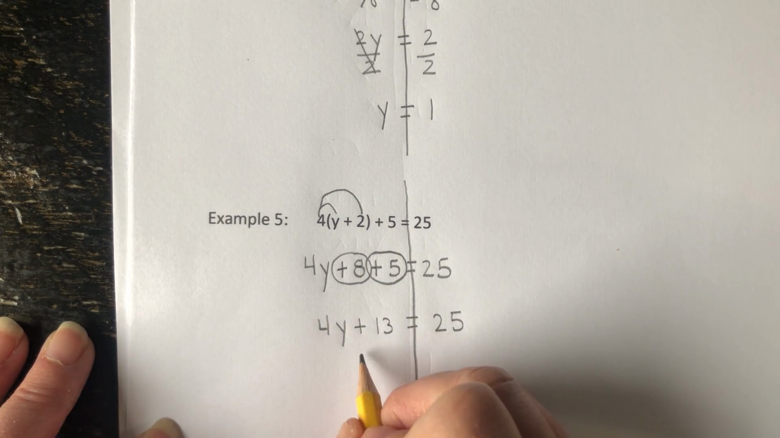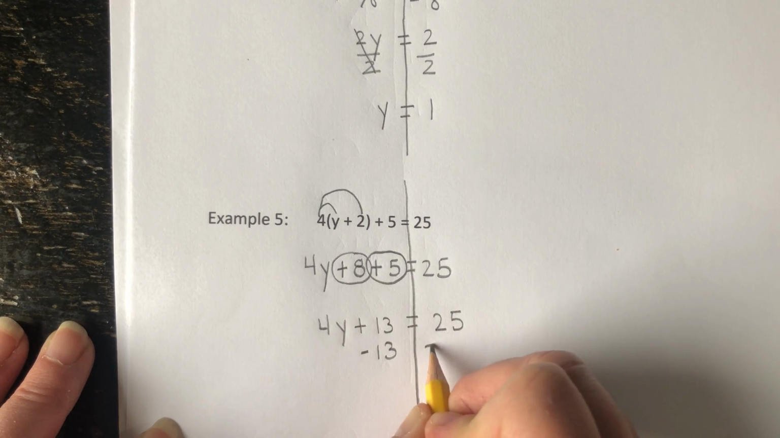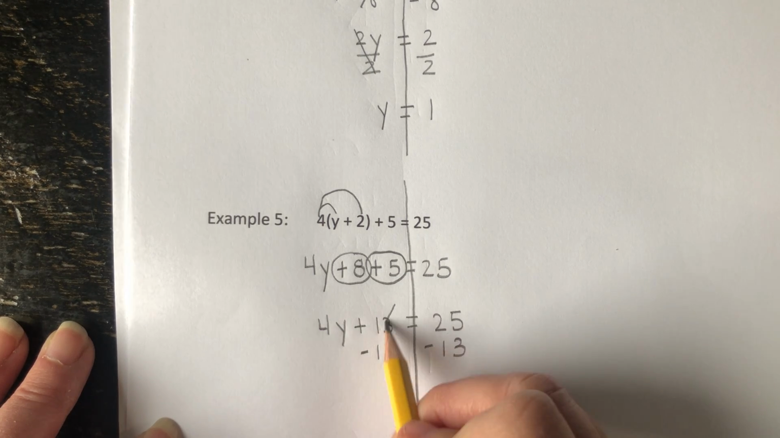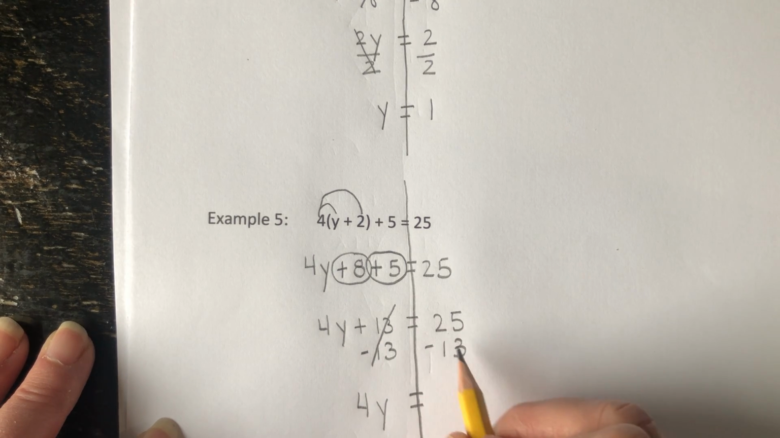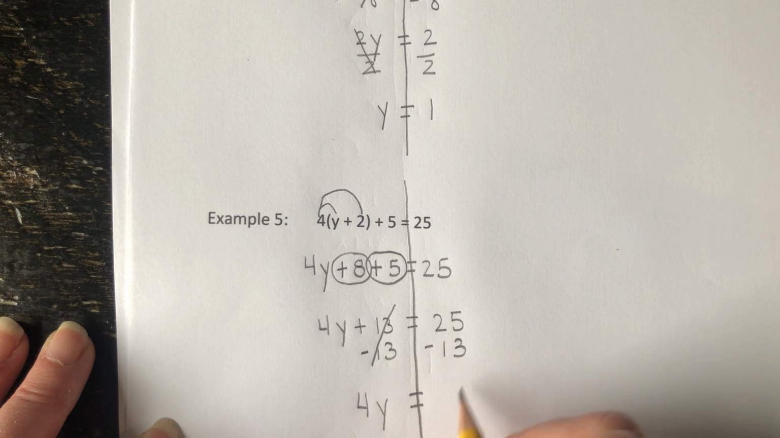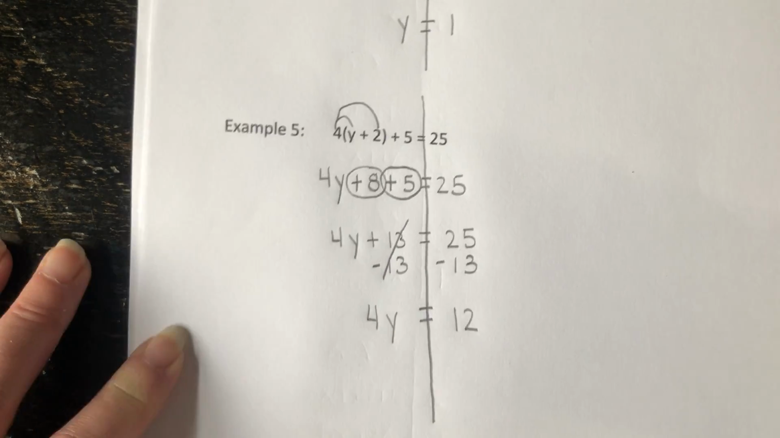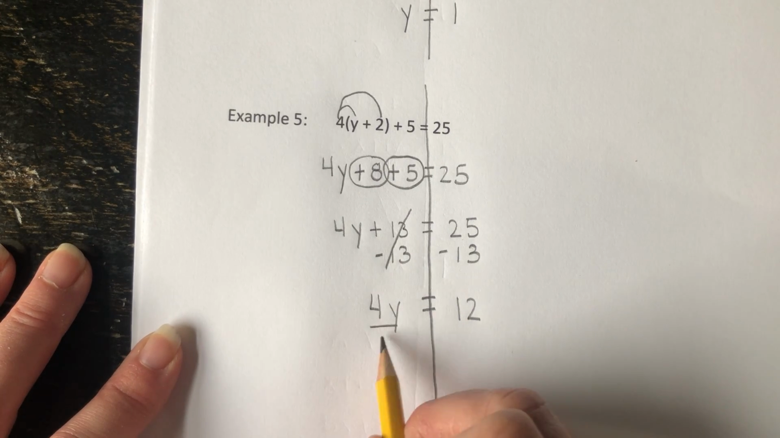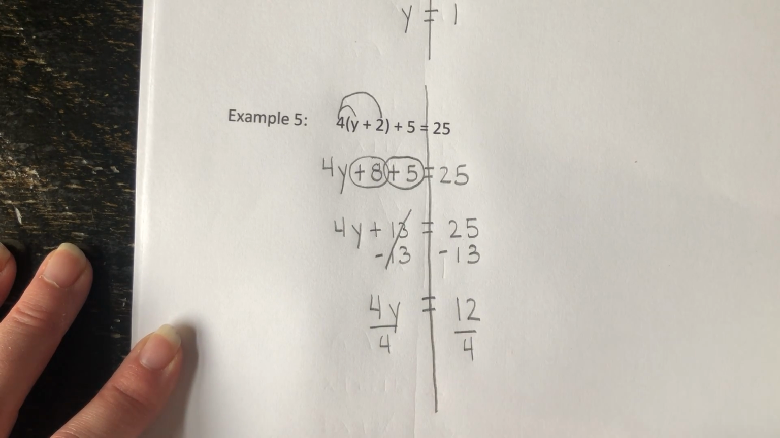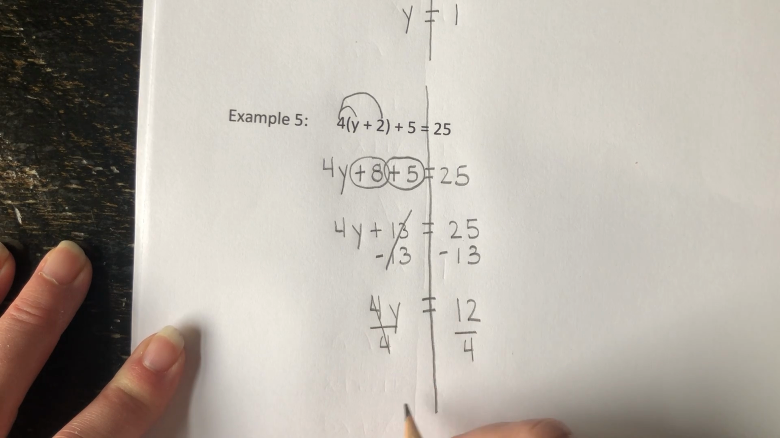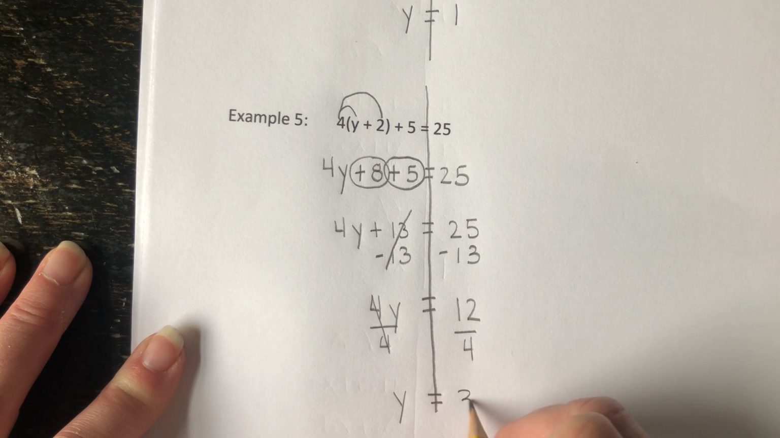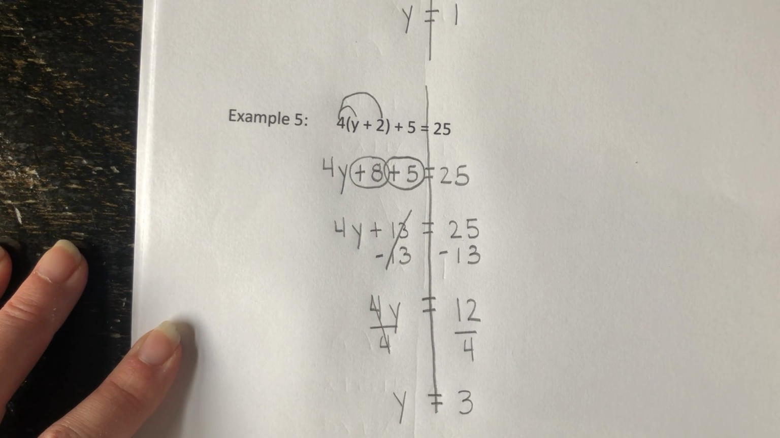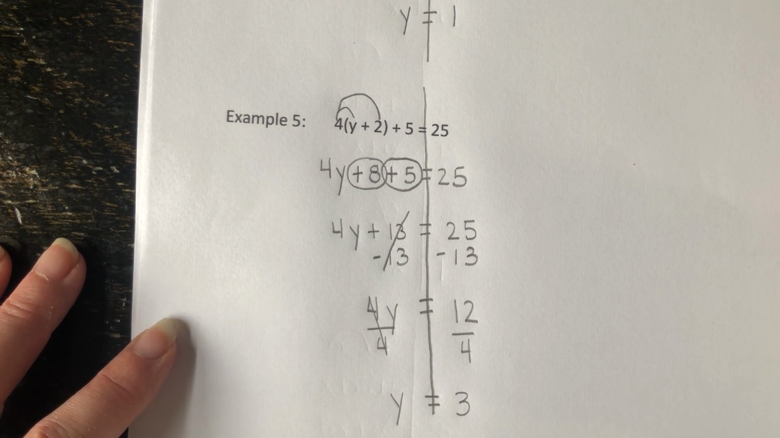I'm going to subtract 13 on both sides. 13's will cancel. I'm left with 4y here equals 25 minus 13 is going to give me 12. Okay. Last step is to divide by 4 on each side. My 4's will cancel. Y equals 12 divided by 4 is 3. Okay, so there's 5 examples for you.